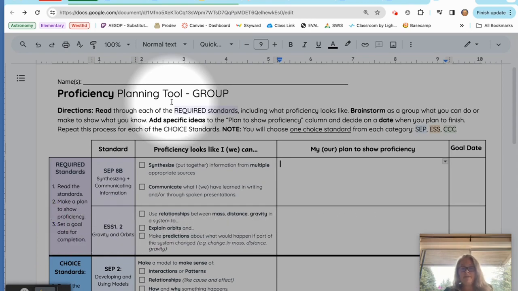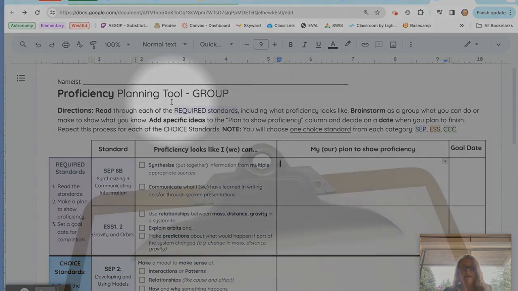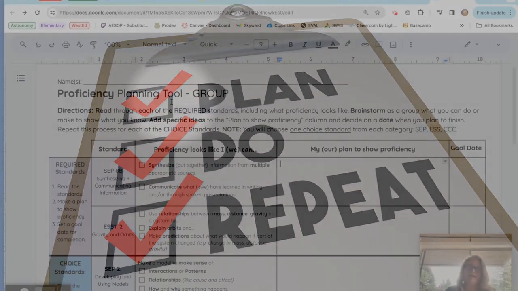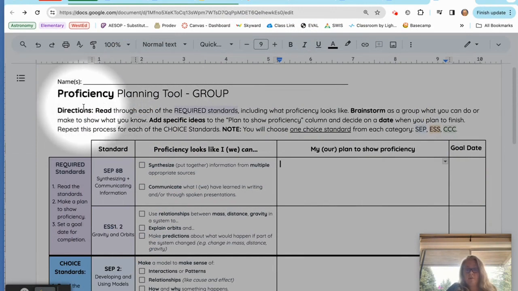So the purpose of this tool that I want you to work on today is to really make a plan to make sure that you're successful for your research project. To begin, you'll work with your group and read the directions.